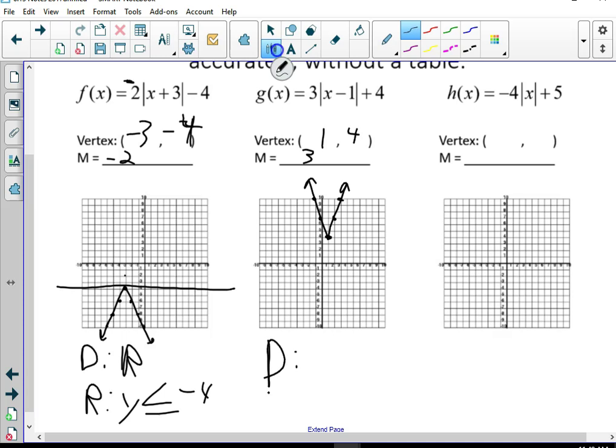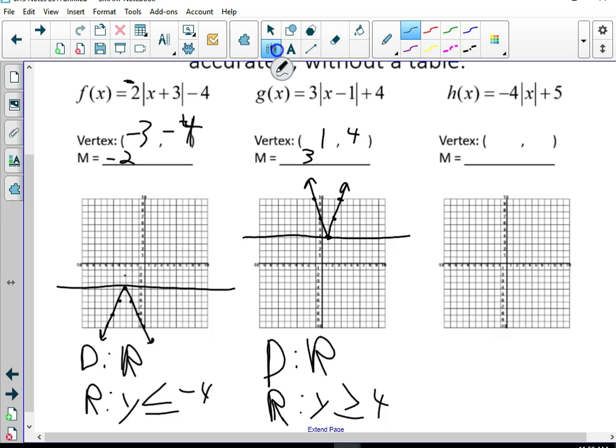Domain doesn't change, does it? So what's the domain? All real numbers. And then my range, what's the floor? Where's the floor at? 4. And is it going up or down? So greater than or equal to 4. If it helps you to draw that line, where the floor and ceiling is, go for it.